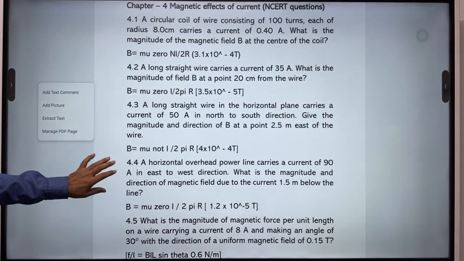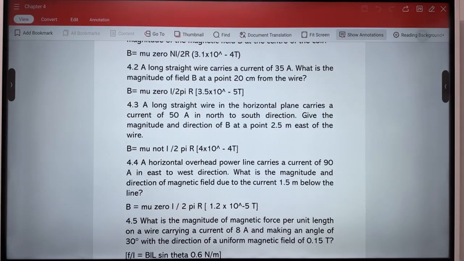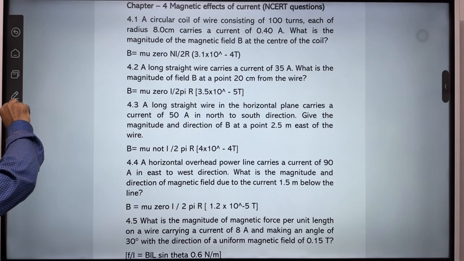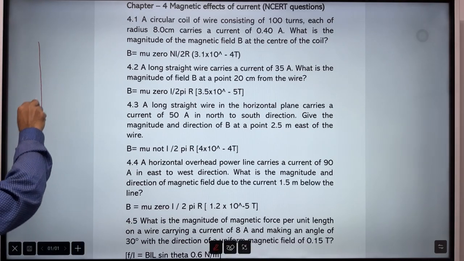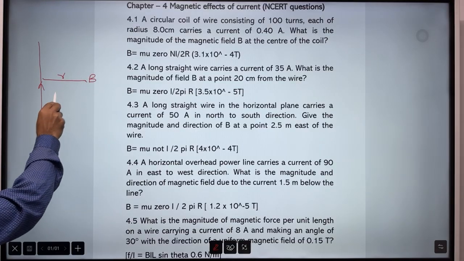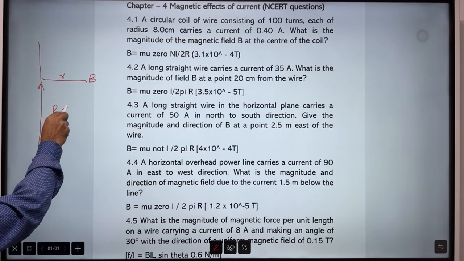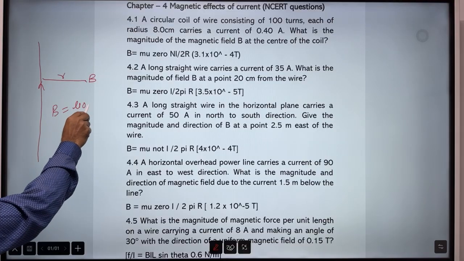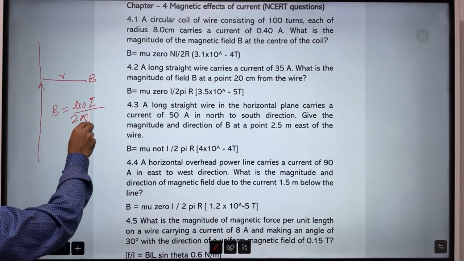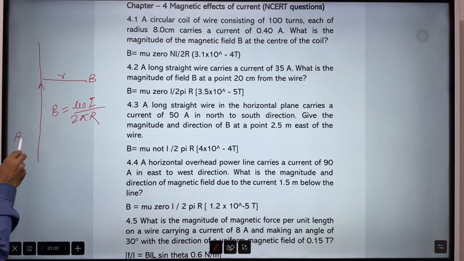Let's see the second question. The second question says: a long straight wire carries a current of 35 ampere. What is the magnitude of field B at a point 20 centimeter from the wire? So here it is the case of an infinitely long wire, and at a certain distance r we have to find the magnetic field. In such a case B is given by mu naught times I divided by 2 pi r. Right. So let's put the values.